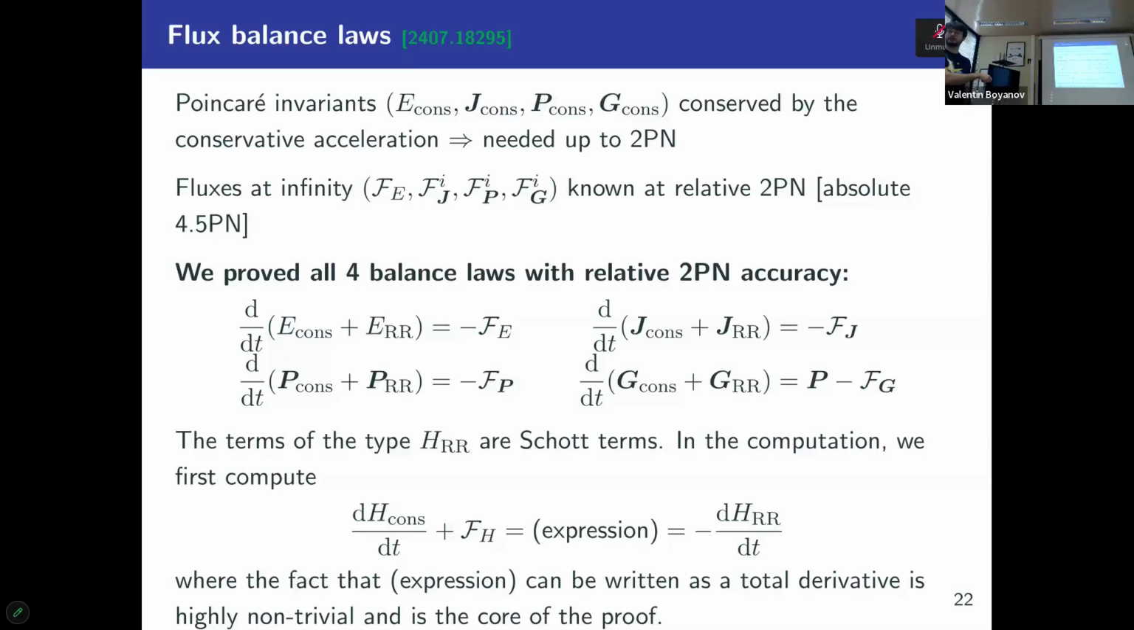But we've been able to show for all of these that this expression is in fact a total derivative. This is what we call a Schott term. And this is basically a redefinition of your conserved quantities, which were defined in the conservative problem. Now they're redefined in the full problem, but at least you can find a total derivative for this expression. This is not highly non-trivial, and this is basically the proof of these flux balance laws.